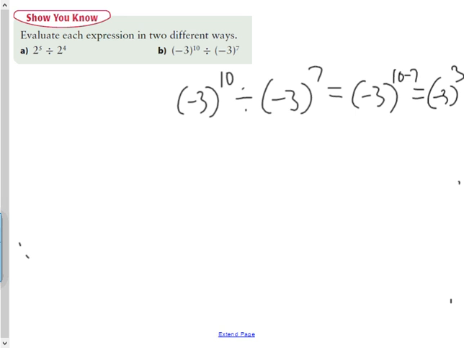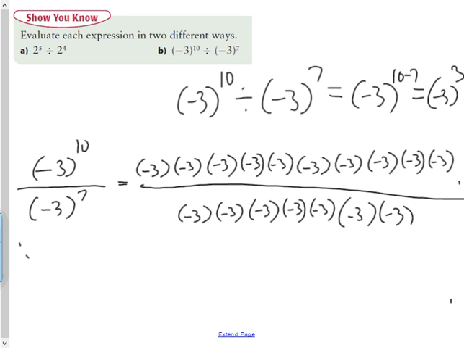But here's what it looks like when I write it all out. This is what I would have if I set it up differently. Negative 3 to the 10th divided by negative 3 to the 7th. So when I write it out in repeated multiplication, I have negative 3 multiplied by itself 10 times. And I'd have negative 3 multiplied by itself 7 times in the denominator.